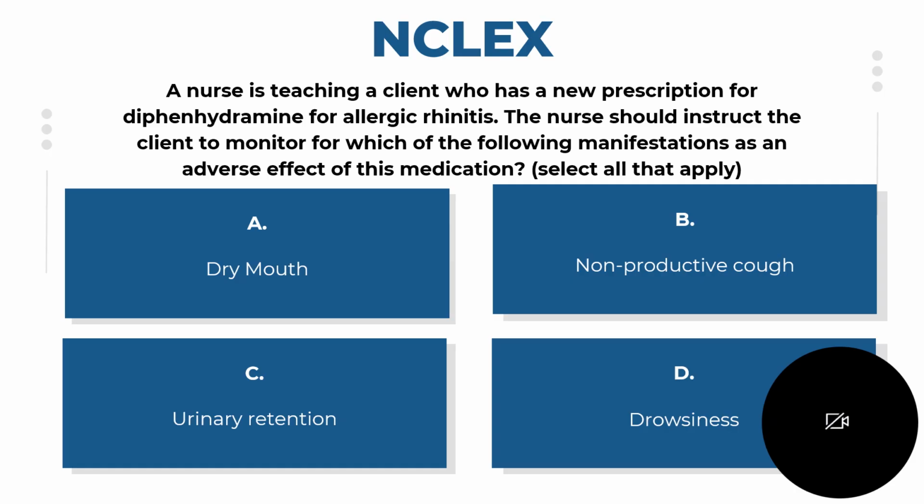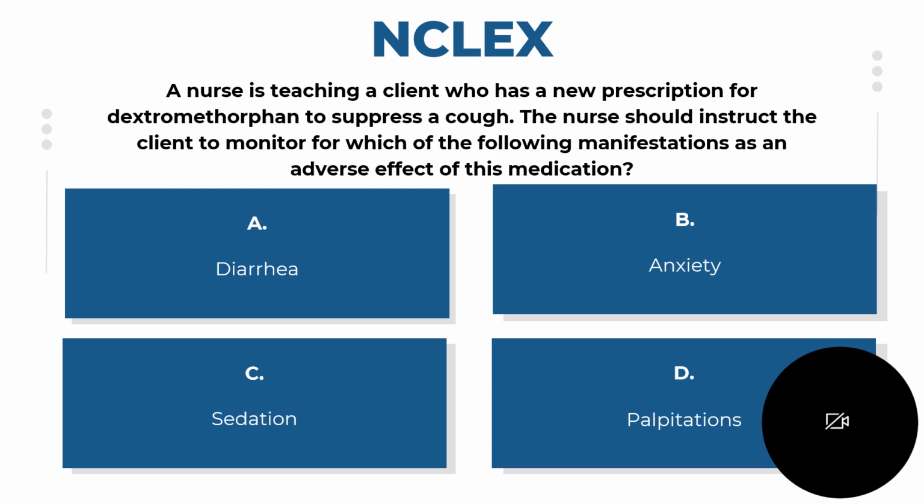All right, a nurse is teaching a client who has a new prescription for diphenhydramine for allergic rhinitis. The nurse should instruct the client to monitor for which of the following manifestations of an adverse effect of this drug. It's select all that apply. A, anticholinergic. Yep, ACD. They get a dry mouth, they're sleepy, and they can't pee.